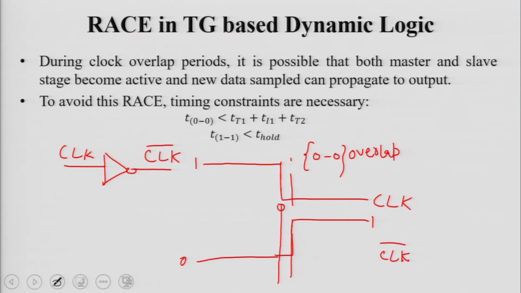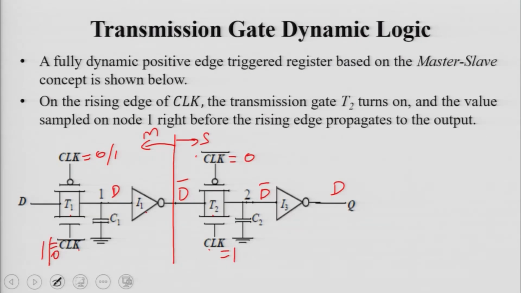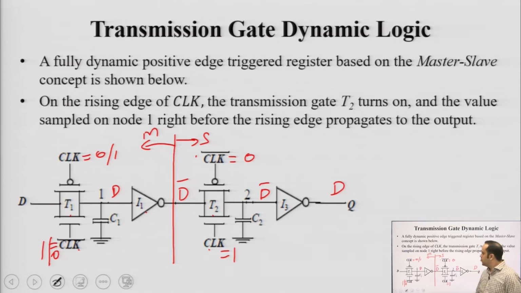So what will happen in this case, if we go back to the circuit? If clock is 0 and clock bar is also 0, you will have a path from this NMOS to this PMOS here. But what we actually want at this stage is that the slave stage should be in evaluation mode, but the master stage should be in hold mode. It is possible that while the output is being evaluated, some new input might get sampled, and that might change your output, which is an erroneous operation.